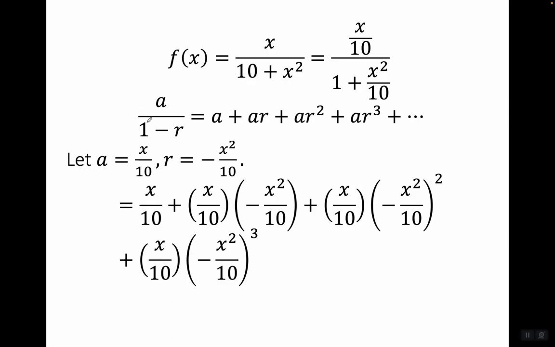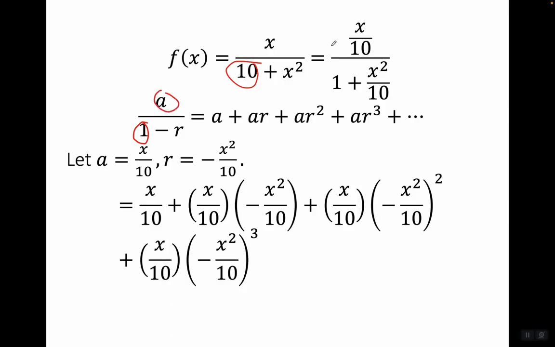That's not going to cut it, because we need this to be a 1 over here. We've got a 10 over here. So let's divide top and bottom by 10. We get x over 10 all over 1 plus x squared over 10. Okay, now we're good to go. So now we can use this formula.